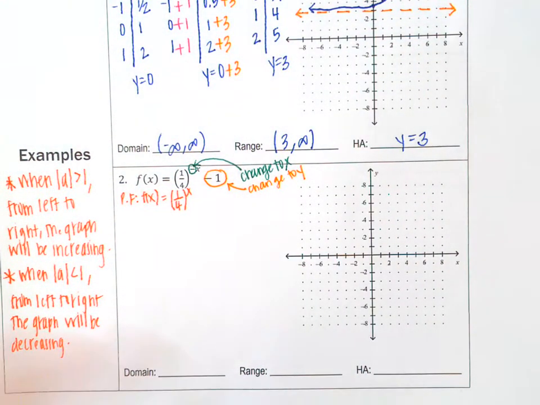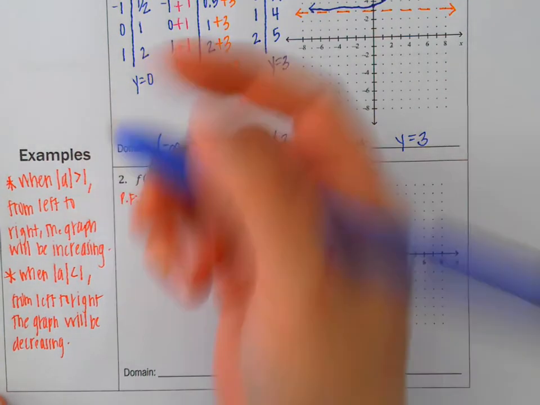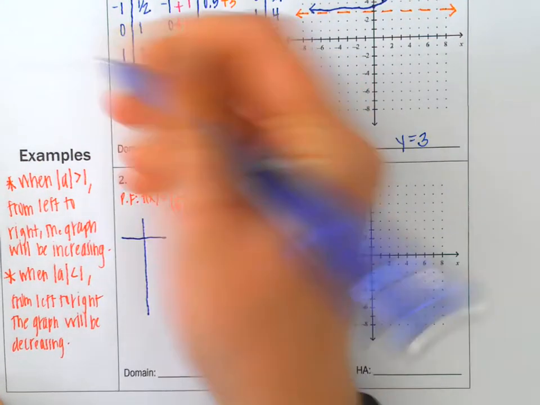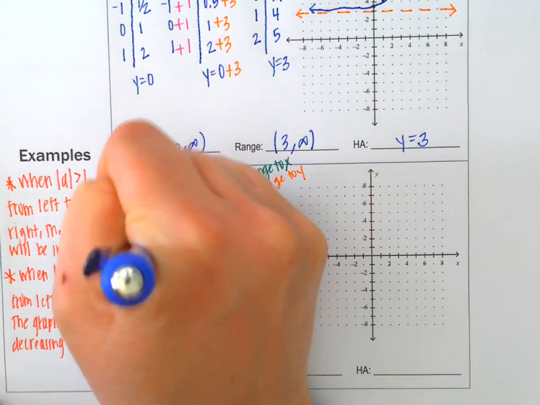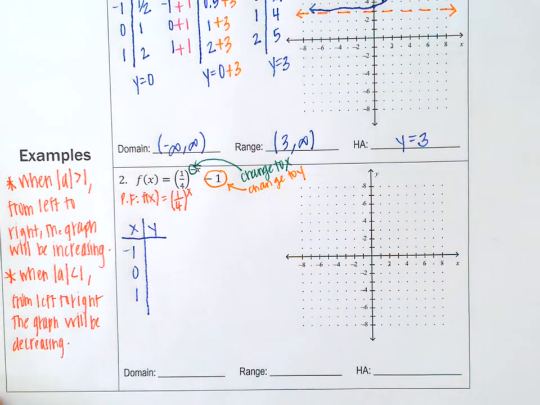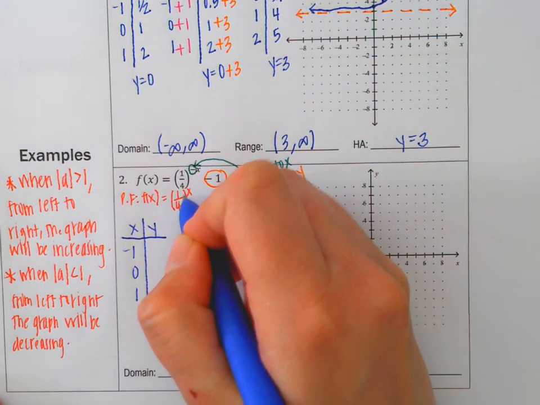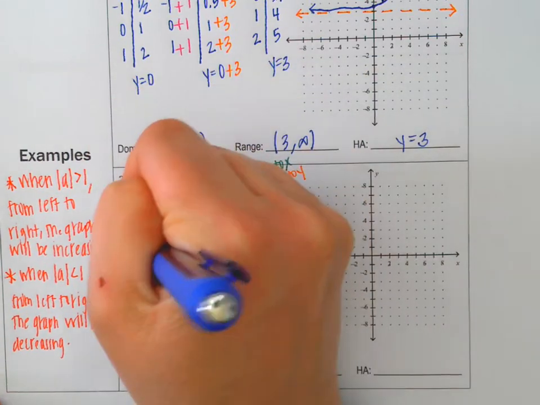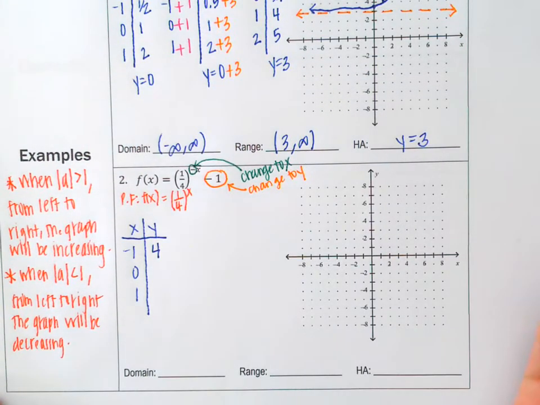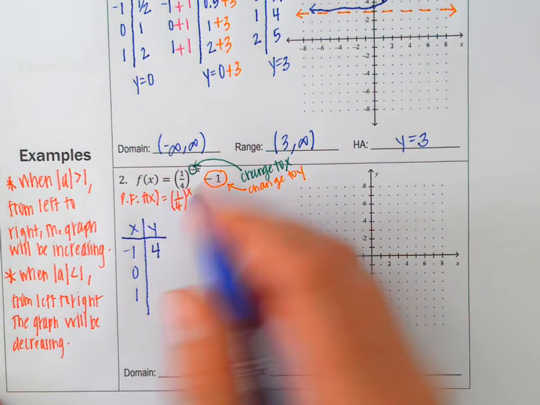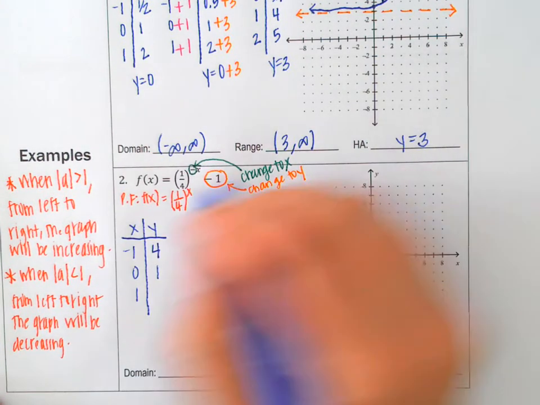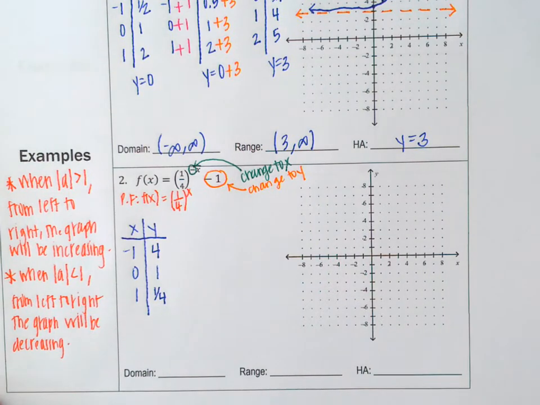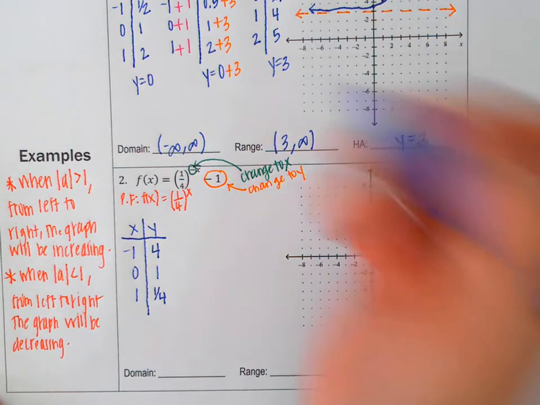Okay, so let's start with our parent function table. So my x values never change. We're always going to just use -1, 0, and 1. And then I just plug this in. So 1/4 to the -1, it's going to actually flip it. So it's 4/1 or just 4. 1/4 to the 0 power, anything to the 0 power is 1. And then 1/4 to the first power is 1/4. Okay, so then we can apply our transformations.